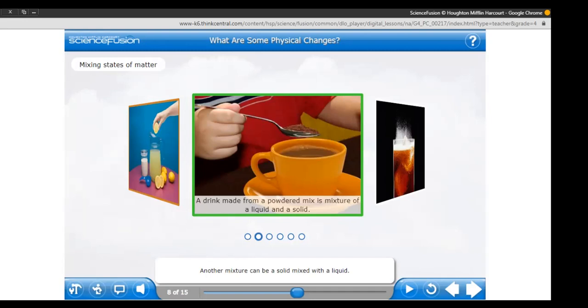Yusuf, do you like hot chocolate? Yeah, so much. So now you can see the hot chocolate. Why do I say hot chocolate is a mixture? Why can I say the hot chocolate is a mixture? Why?